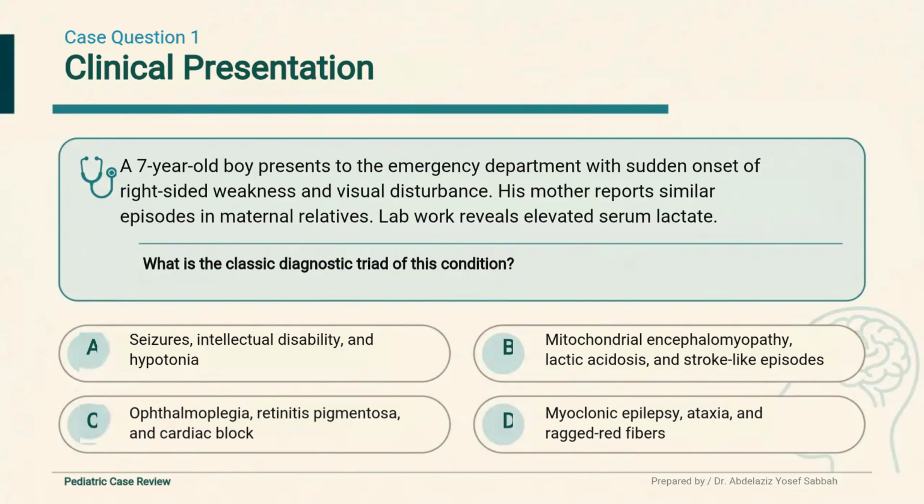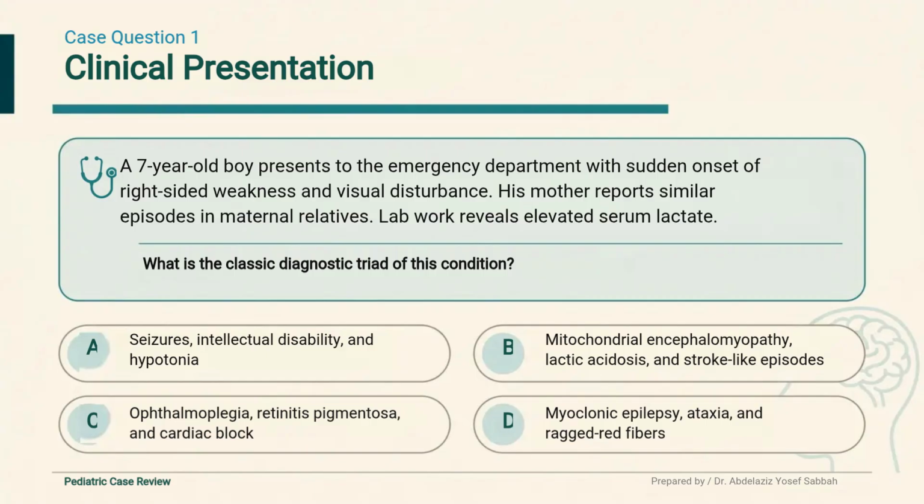A 7-year-old boy presents to the emergency department with sudden onset of right-sided weakness and visual disturbance. His mother reports similar episodes occurring in maternal relatives. Laboratory work reveals an elevated serum lactate. The question is, what is the classic diagnostic triad of this condition?